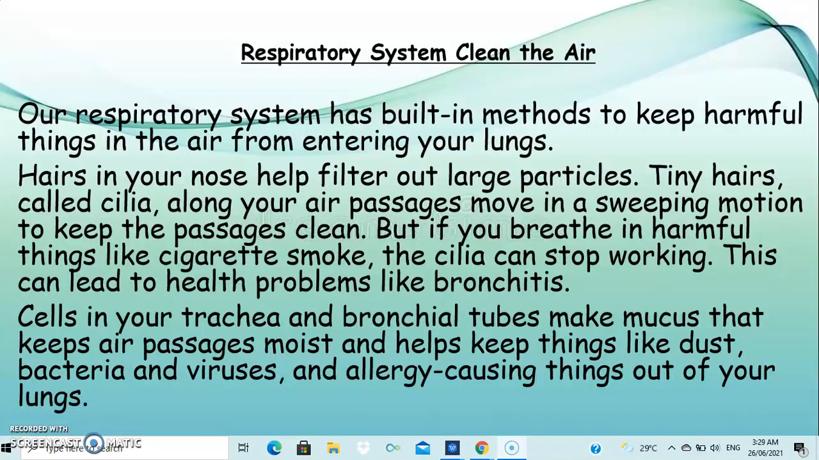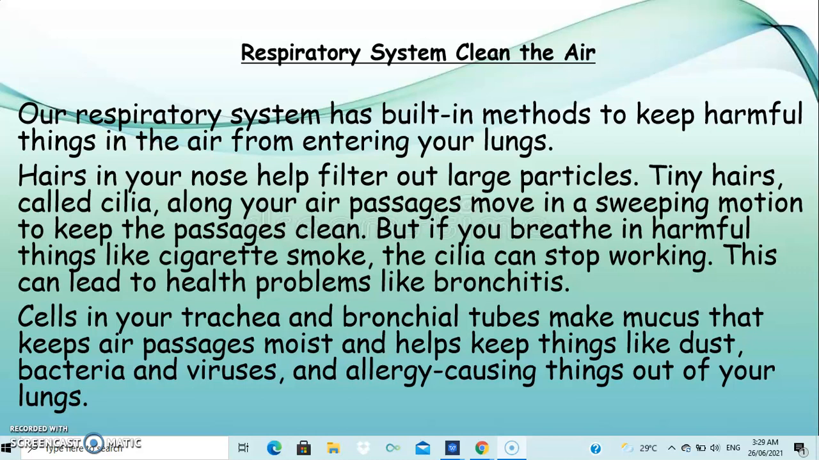So next is how the respiratory system cleans the air. Our respiratory system has built-in methods to keep harmful things in the air from entering your lungs. Hairs in your nose help filter out large particles. Tiny hairs called cilia along your air passages move in a sweeping motion to keep the passages clean. But if you breathe in harmful things like cigarette smoke, the cilia can stop working. This can lead to health problems like bronchitis.